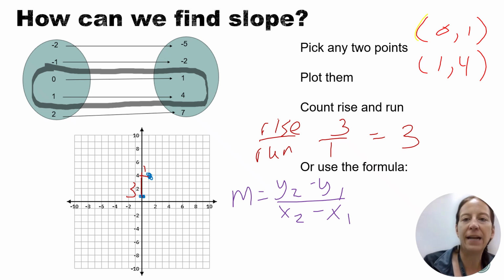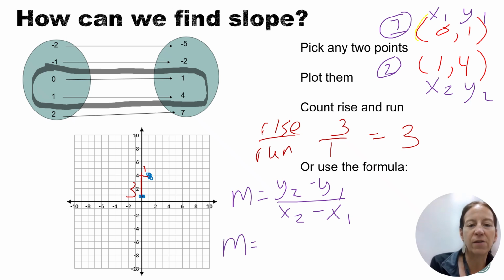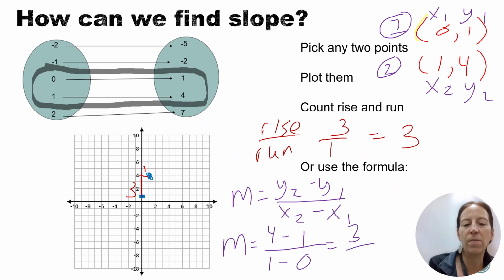So I'm going to go ahead and say, let's just call this one x1 and y1. So that is point 1, and this will be point 2, which will make this x2 and y2. But you are welcome to do that the other way around. Just don't change your mind partway through. y2 is 4 minus y1, which is 1, over x2, which is 1, minus x1, which is 0. 4 minus 1 is 3. 1 minus 0 is 1. And so 3 divided by 1 is 3. And that works as well.